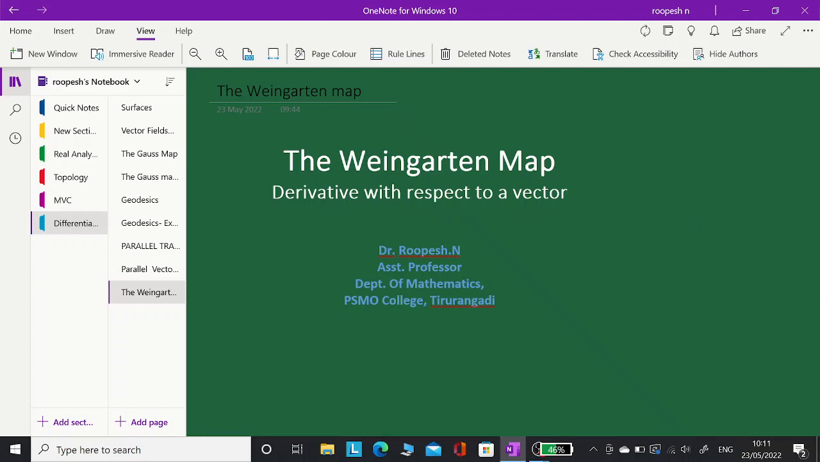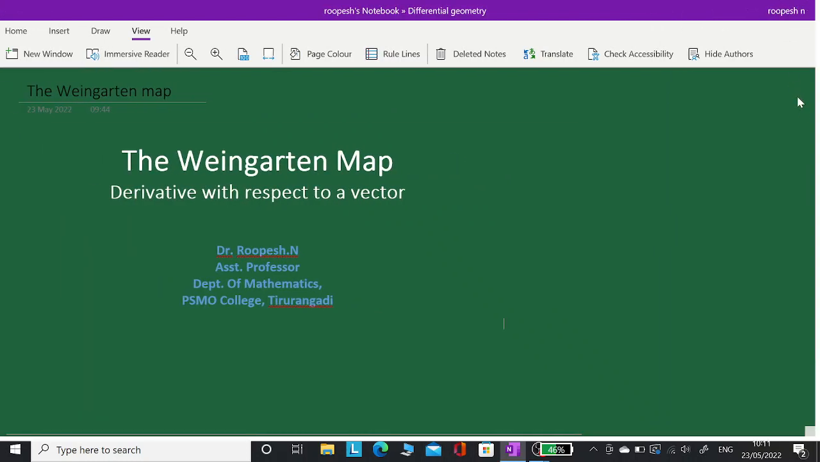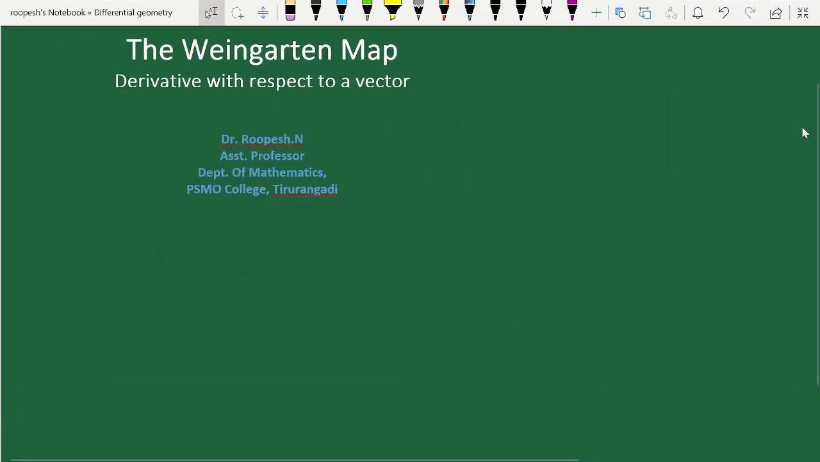Welcome to another session of differential geometry class. Today we are going to deal with the derivative of a function with respect to a vector. So we are finding the derivative of a function with respect to a vector.